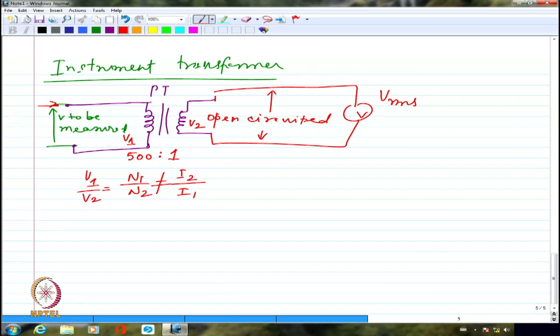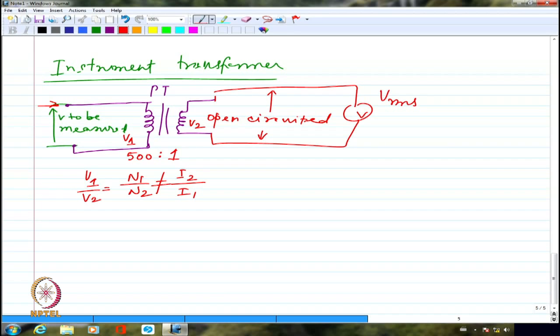Yes. The impedance of the voltmeter generally will be of the order of kilo ohms or even more. And that kilo ohms multiplied by N1 by N2, the whole square, will be visualized by the source whose voltage I am measuring. Which is fair enough. It is going to be really, really large.